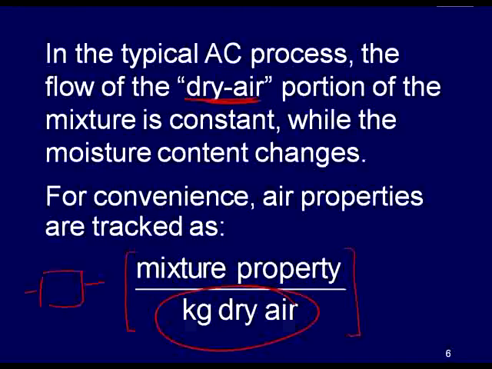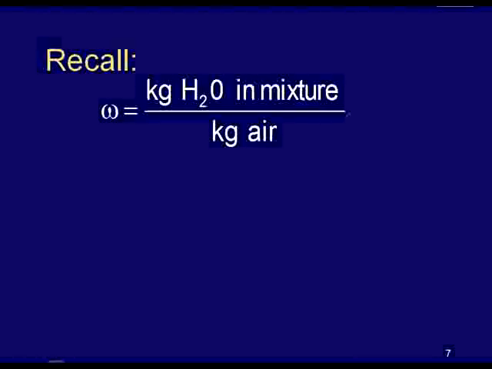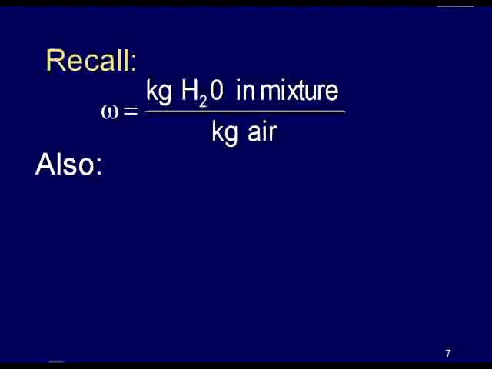into this evaporator, is the same as the kilograms of the dry part of the air coming out of the process. Even though the total mass of state 1 and the total mass of state 2 are not equal, the amount of dry air part in state 1 and dry air part in state 2 are equal. Now, if we recall omega, we calculated this property earlier as the kilograms of water in the mixture per kilogram of dry air. That's a mass ratio.